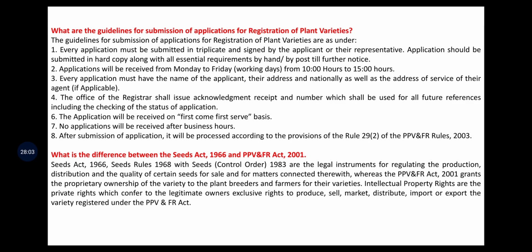Remember that if a person is claiming plant varietal protection in a certain country, it doesn't mean the variety is protected worldwide. For separate protection in different countries, he has to freshly apply to the plant varietal protection authority in different countries. Office of the Registrar shall issue acknowledgement receipt and number which shall be used for all future references, including the checking of the status of application.